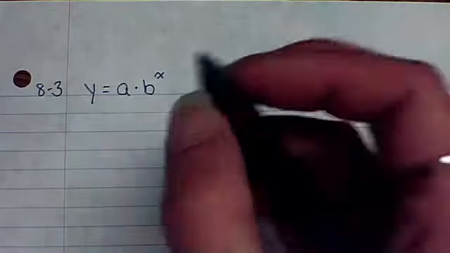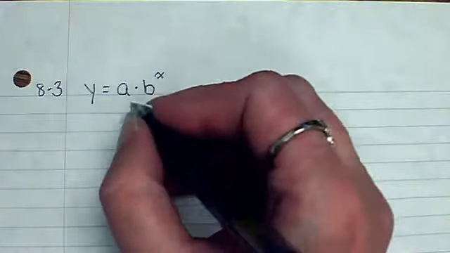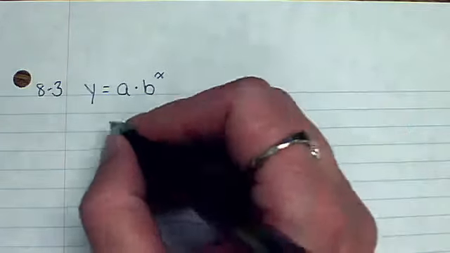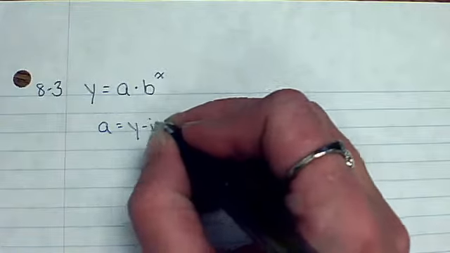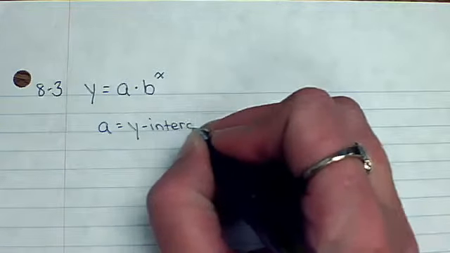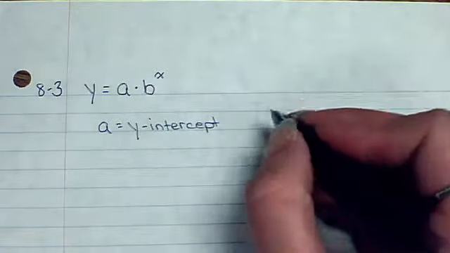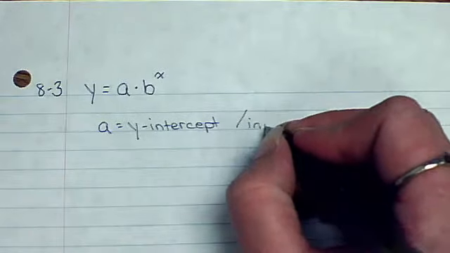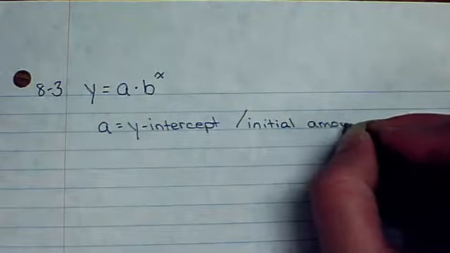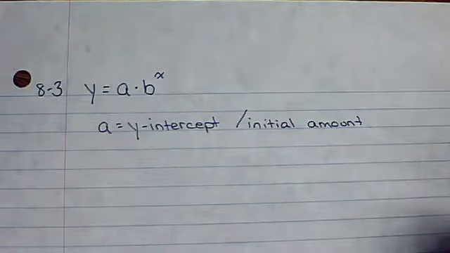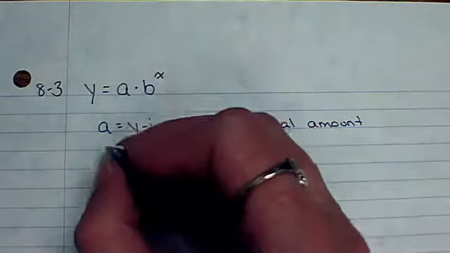Today we're going to look a little bit more at exponential functions. Now last time we talked about that A is your y-intercept. It is also going to be your initial amount. It is the value when x is 0. So in real life situations, that is your initial amount.